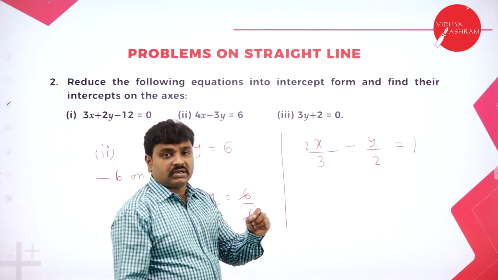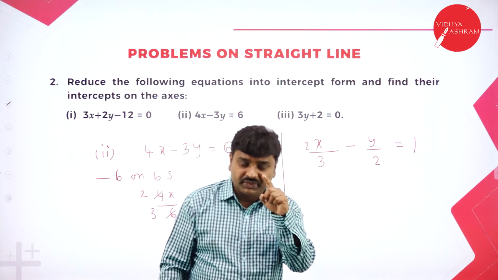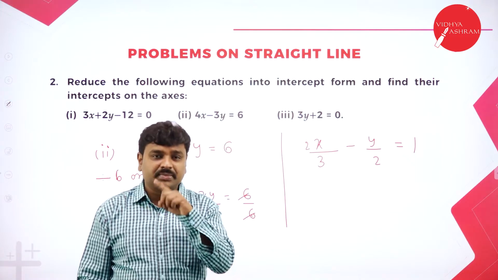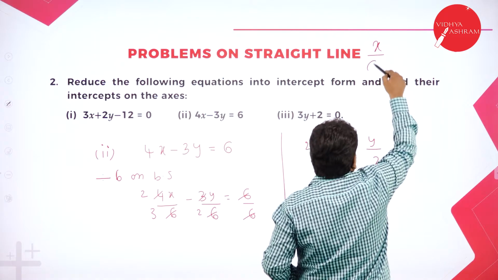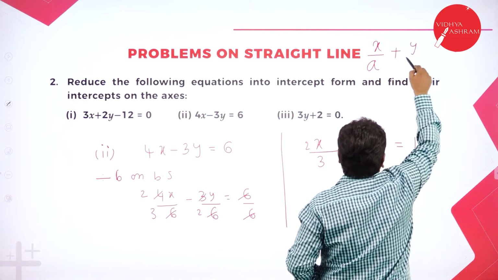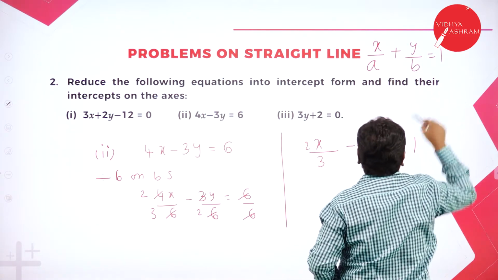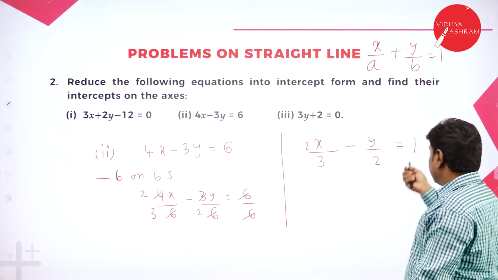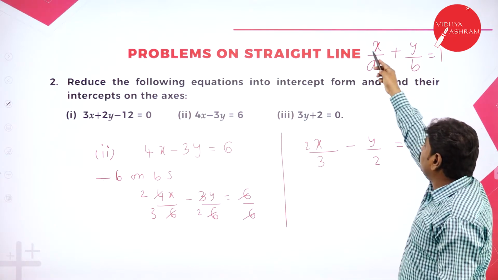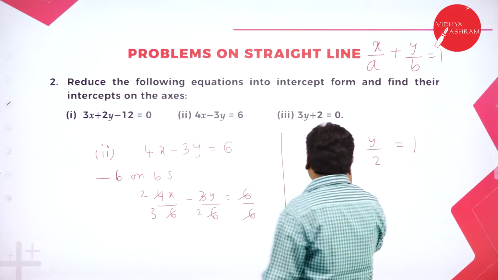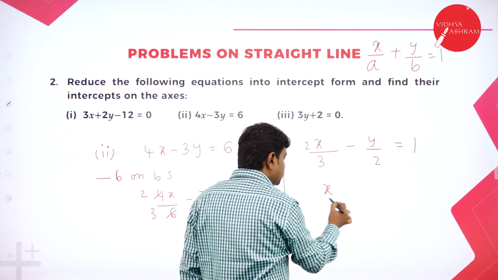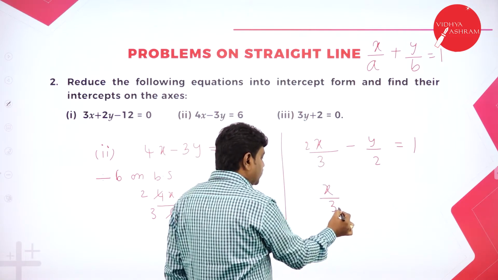My target is to rearrange in the intercept form. What is the intercept form? x by a plus y by b is equal to 1. On the right side we need 1, and we got 1. On the left side the x coefficient should be 1, but here the x quotient is 2. So can I rewrite this as x by 3 into 2? I'll write it as x by 3 by 2.